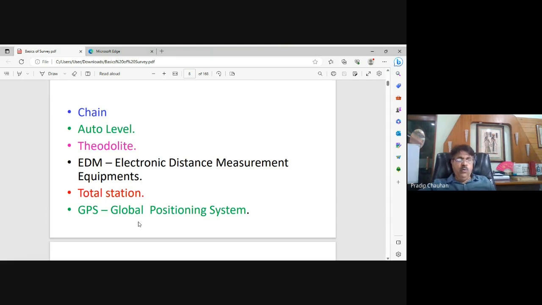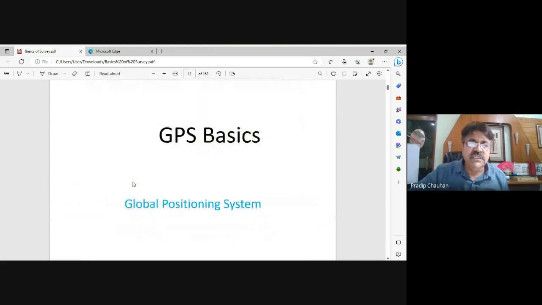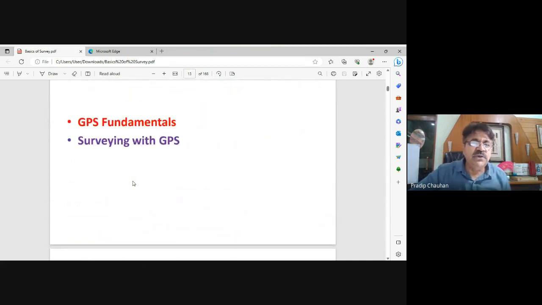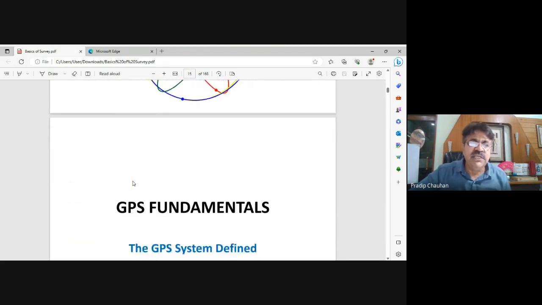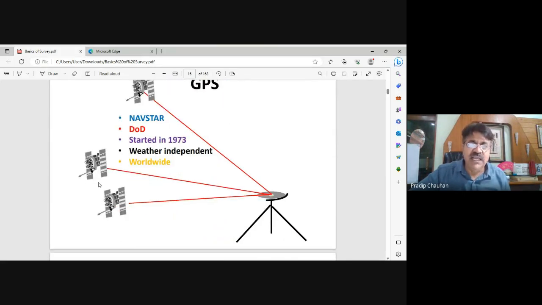So how do X and Y get measured, or from where are geographical measurements made? There is a prime meridian. I think let's forget chain and all this. I will try to eliminate all those things which are nowadays of no use. So these are the satellites moving in the sky.